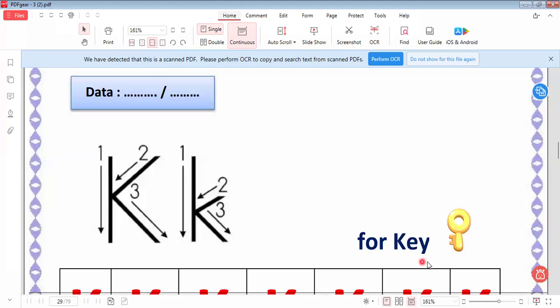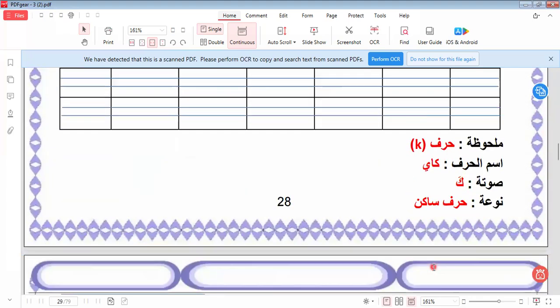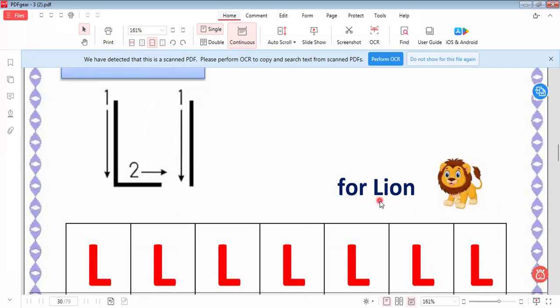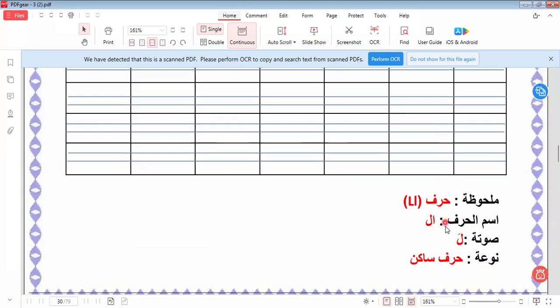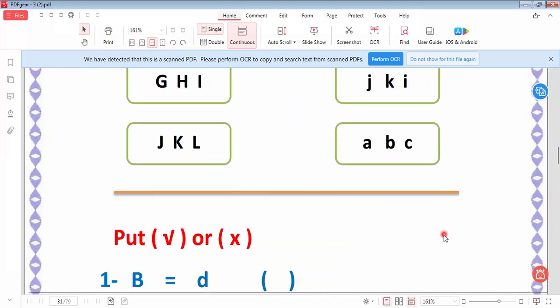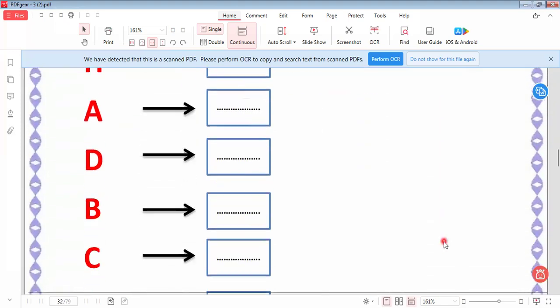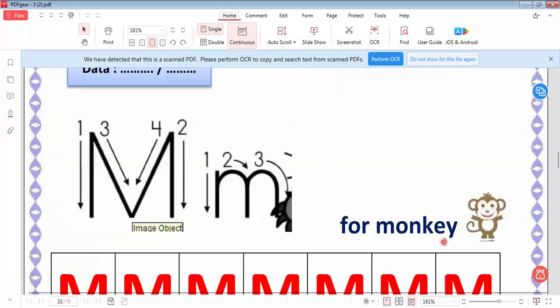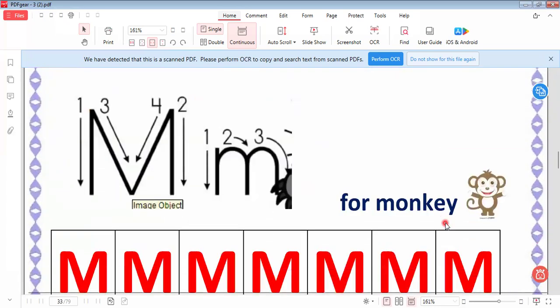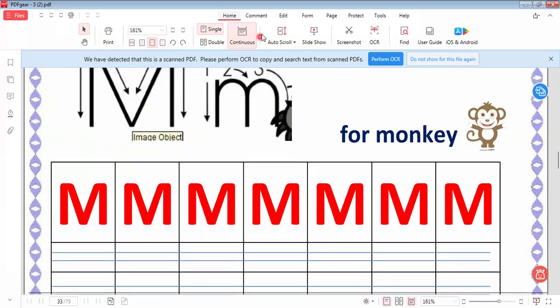Key, key, key. Line, line, line. Monkey, monkey, monkey. So today we learned jacket, key, line, and monkey. Let's go to the pronunciation. I would like to go to the last part in this video, which is about the pronunciation.